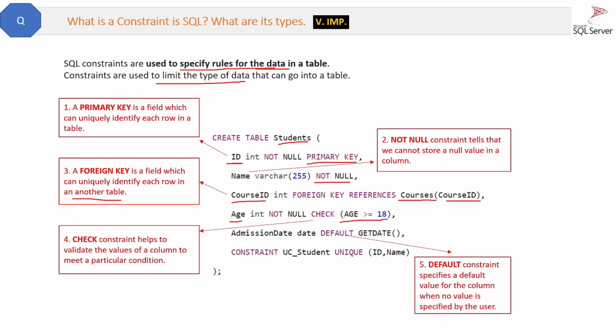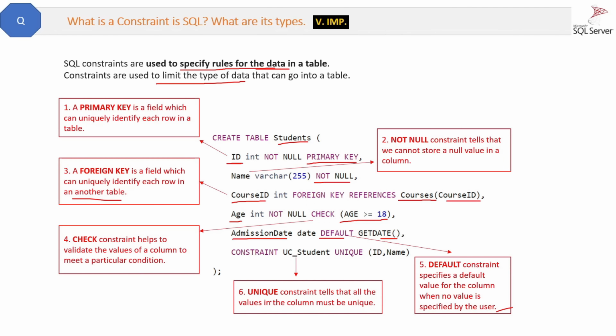The next one, the fifth one, is the default constraint. A default constraint specifies a default value for the column where no value is specified by the user. So suppose we have this admission date column and you put a default constraint GETDATE. Then whenever you insert any value in this row, and if you do not provide the value of this admission date, then it will automatically pick GETDATE, the current date, because this is the default value for this admission date column. So that is the admission date.